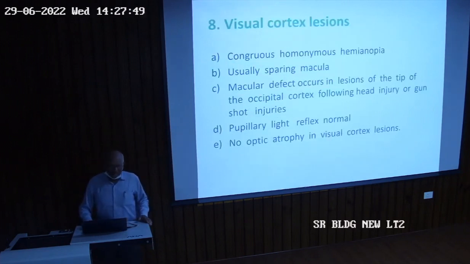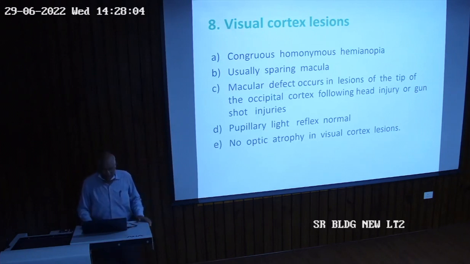Visual cortex lesion, as we have shown, causes congruous homonymous hemianopia, usually sparing the macula. The same as the lateral geniculate body, there is sparing of the divergence of the fibers. Pupillary light reflex is normal because the pretectal nucleus is intact. No optic atrophy in visual cortex lesion.